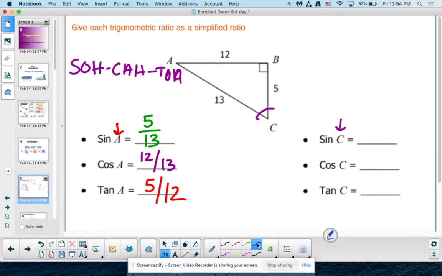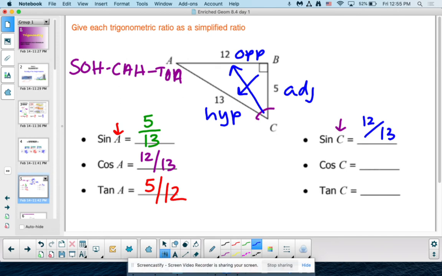All right, so I'm going to label now my three sides with respect to angle C. My hypotenuse is always across from that right angle. My opposite side is always on the other side of my angle. And then your adjacent side is connected to your angle. All right? Now from here, sine is opposite over hypotenuse, so you should have had 12 over 13. We can't reduce, so we're done. Cosine, adjacent over hypotenuse, so 5 over 13. And then the tangent is your opposite over adjacent, so 12 over 5.